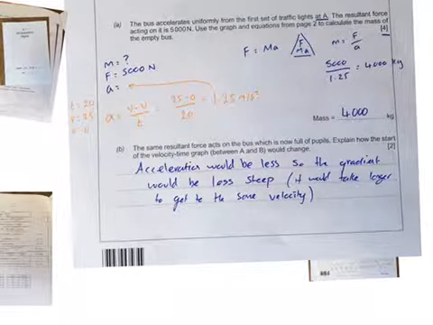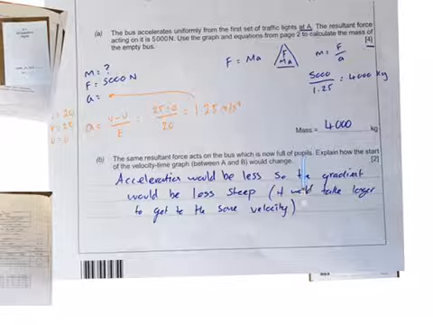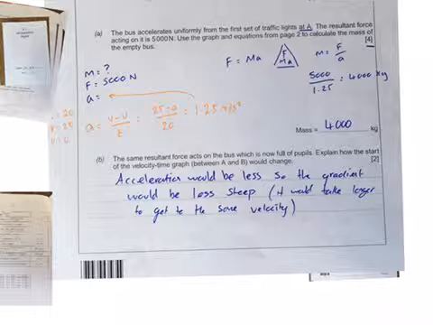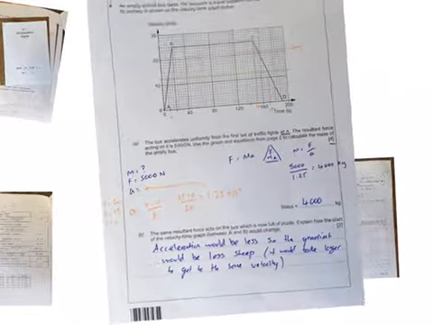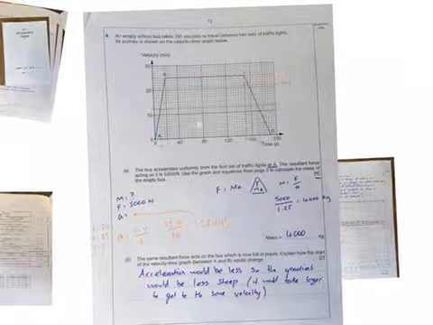And then for the next question, the same resultant force acts on the bus, but it's now full of pupils. Got a bigger mass. Explain how the start of the velocity-time graph between A and B would change. Well, the acceleration would be less because you've got more mass. So the gradient would be less steep. It would take longer to get to the same velocity. So the line would be less steep.